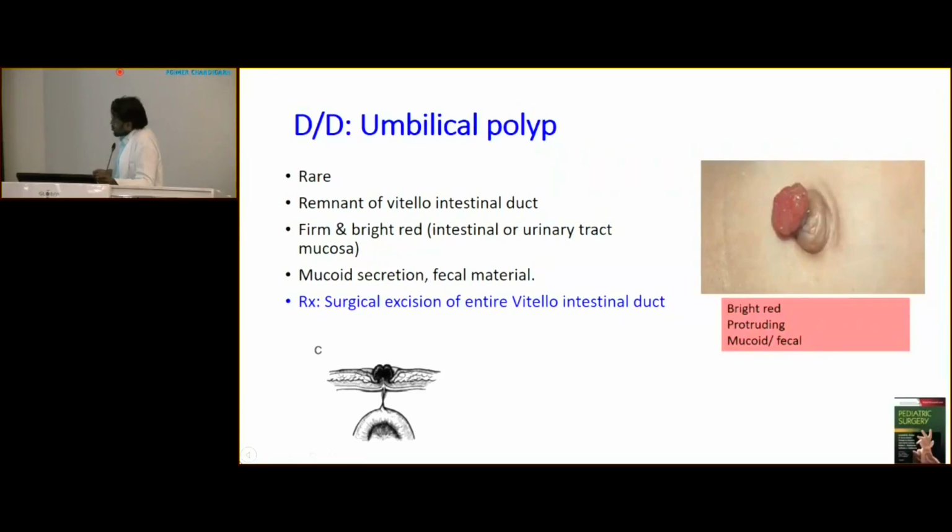And regarding treatment for this, if you see this image, this is an umbilical polyp, where it is a remnant of the vitellointestinal duct and an ectopic intestinal tissue sitting over this one, which mimics the umbilical granuloma. Most often it is a protruded mass, and though both of them can mimic each other, it's a bright red protruding mass, and mucoid and fecal matter are seen.